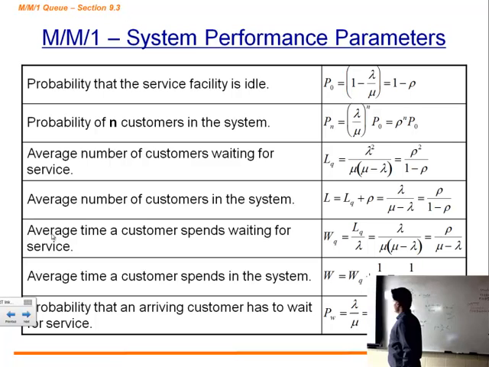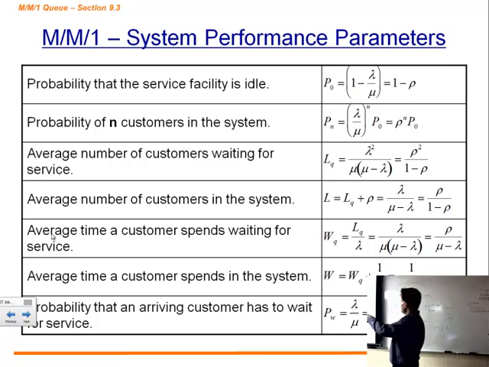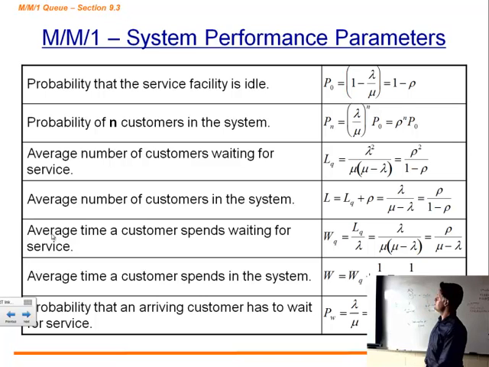what's the probability that the service facility is idle? So, what's the probability that, at any given snapshot in time, you take a picture and the server's just sitting there, not doing anything? That's going to be P naught. That is 1 minus lambda over mu. Lambda over mu is the traffic intensity. So rho is the traffic intensity.